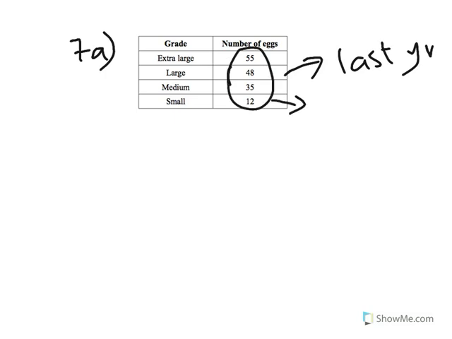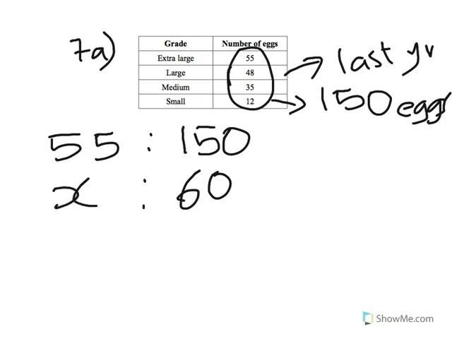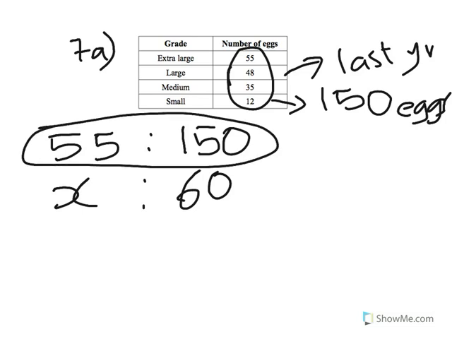And the total, if you add all the number of eggs, becomes 150 eggs in total. So it means 55 eggs out of the 150 were extra large, sorry. In 7a, they're asking us to find an estimate for the number of extra large eggs it laid in the 4 months. In the 4 months, it laid a total of 60 eggs, and we don't know how many extra large eggs it's laid. But we're going to assume that this proportion, this percentage, will apply to this one.